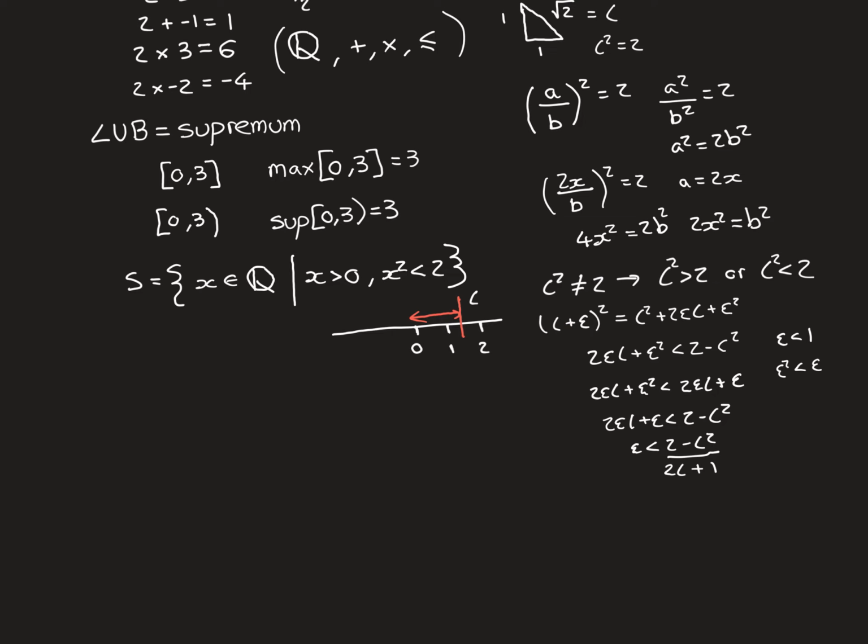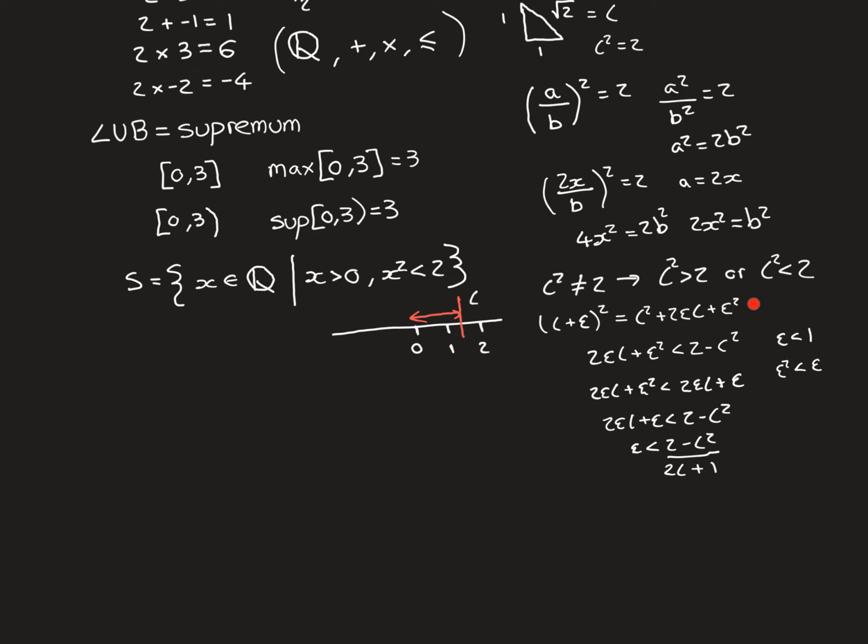Because if we consider the number L plus some tiny little epsilon, where epsilon is some rational number, we're going to try and find a small enough epsilon such that if you take L plus epsilon, its square is still less than 2, and that would then contradict L being an upper bound because we've got another element, L plus epsilon, that is still within this set, which is clearly bigger than L. So if you consider what L plus epsilon squared equals, it's going to equal L squared plus 2 epsilon L plus epsilon squared. If we still want this to be in the set, we need this to be less than 2.